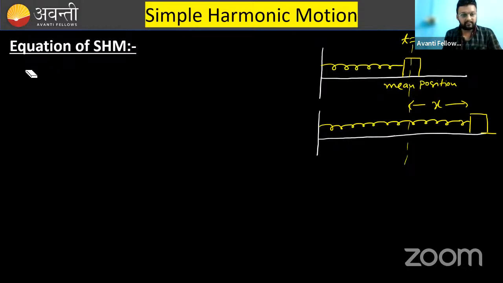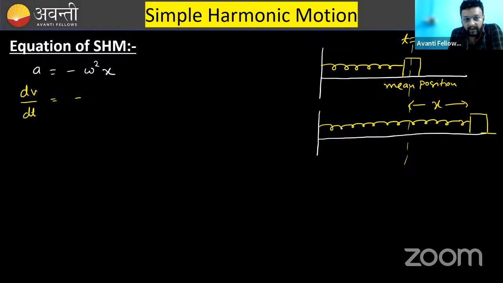I have considered it here, so there is no need to write it again. I am erasing this lag term because I have explained it to you. Now, for SHM, we have seen that A is equals to minus omega square x. Now, A is the acceleration, so A can be written as dv over dt is equals to minus omega square x. I think it is clear now.